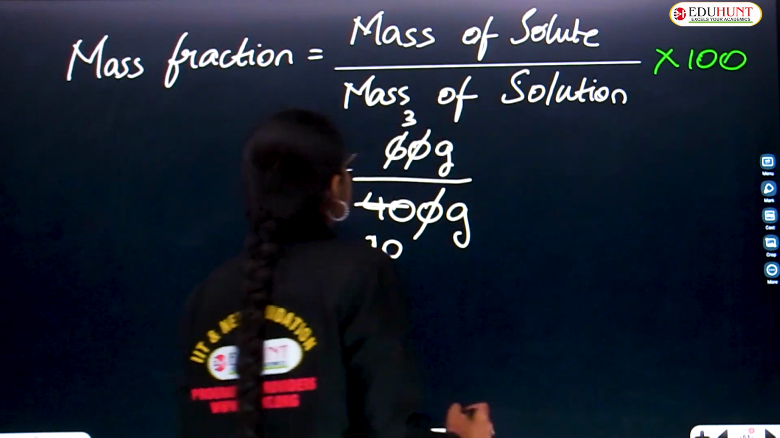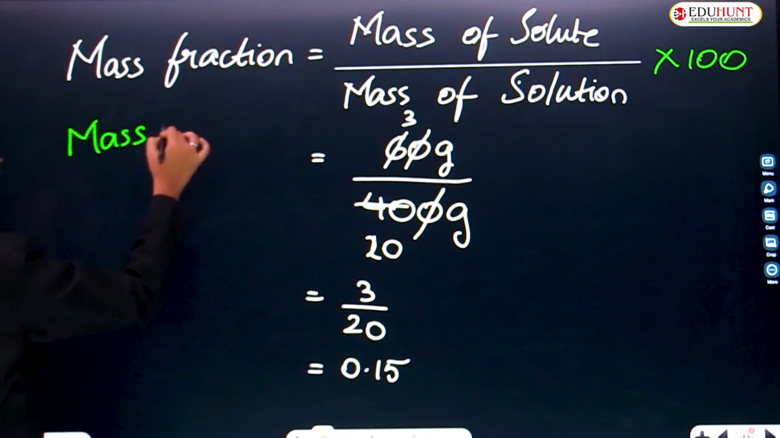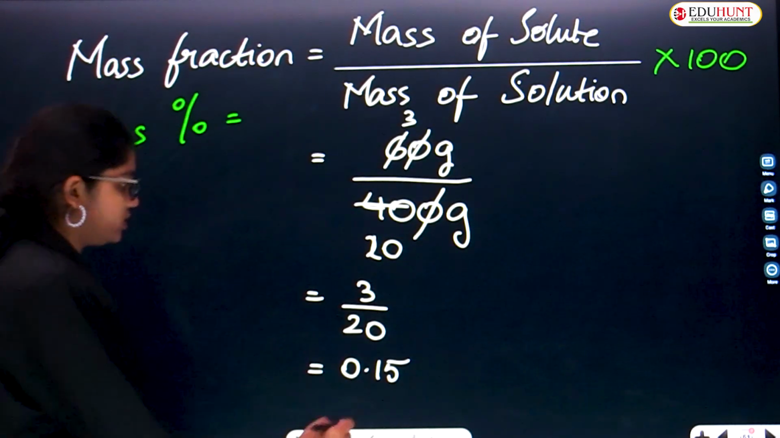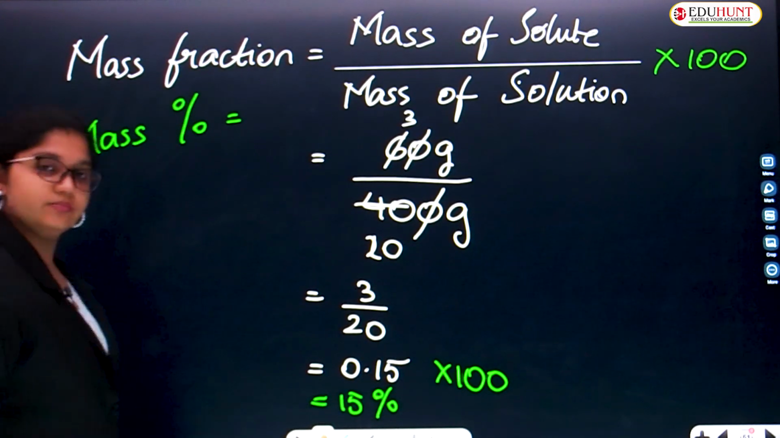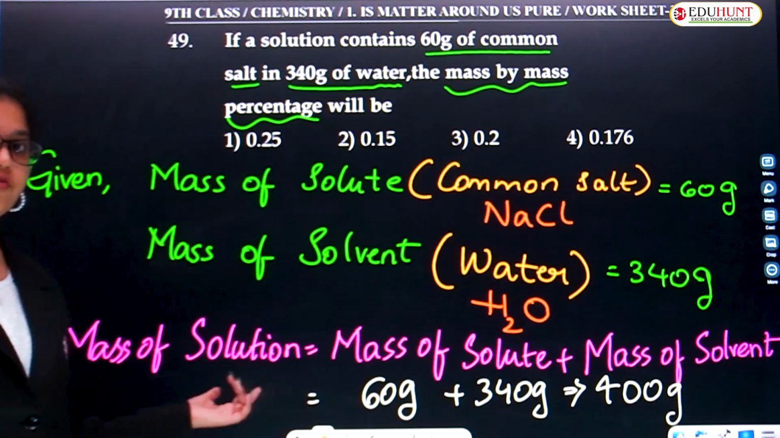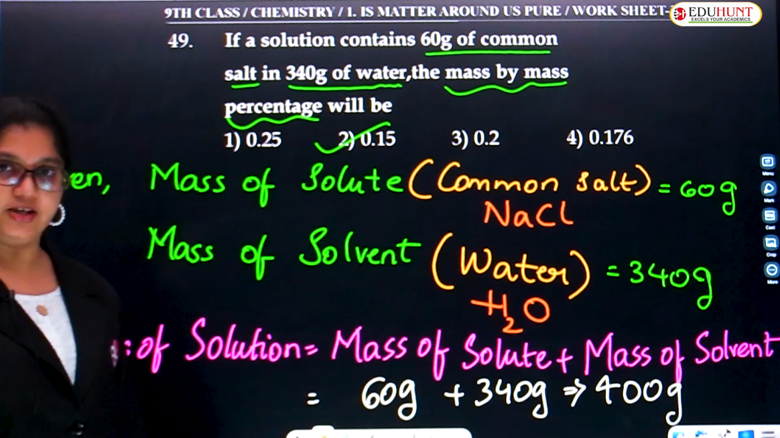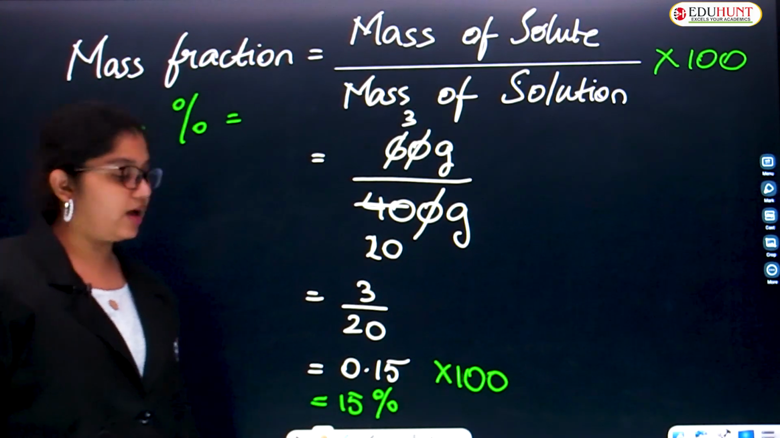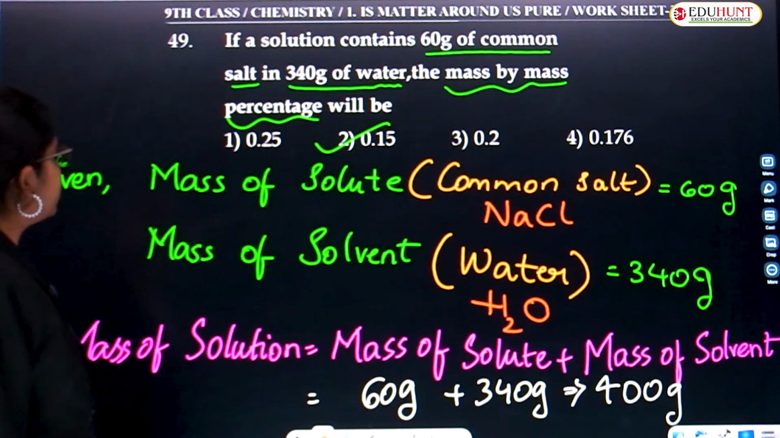Multiply by 100. If it is mass percentage, I'll just write here. Mass percentage will be equal to that into 100, no? If it is into 100, what happens? Answer will be 15%. But in the previous question, if you see, they gave us in the decimal format. So we have to just try with the options given. Here it is 0.15. If they ask us in percentage, we can write it as 15%. Then the answer will be 0.15 or 15%. That is a mass by mass percentage.